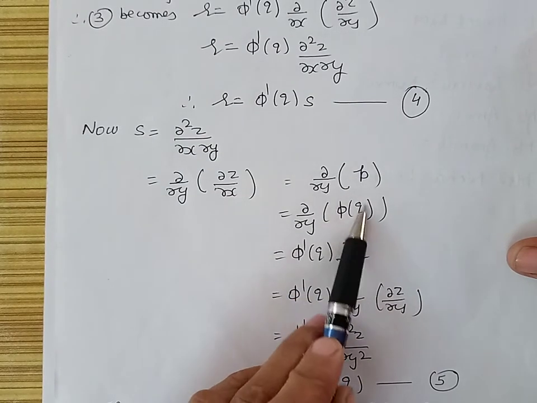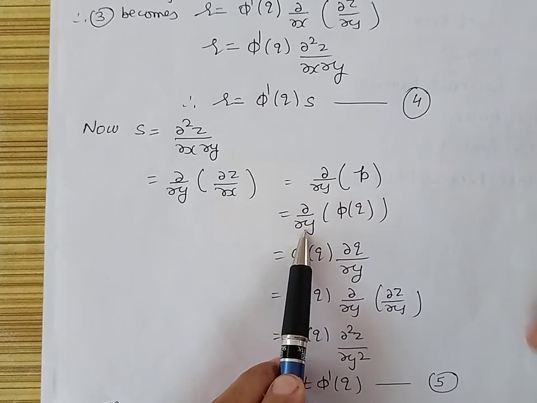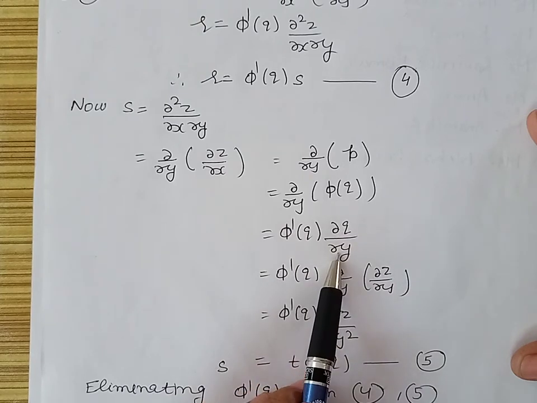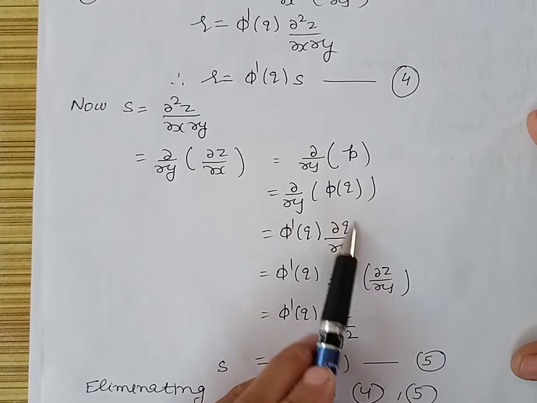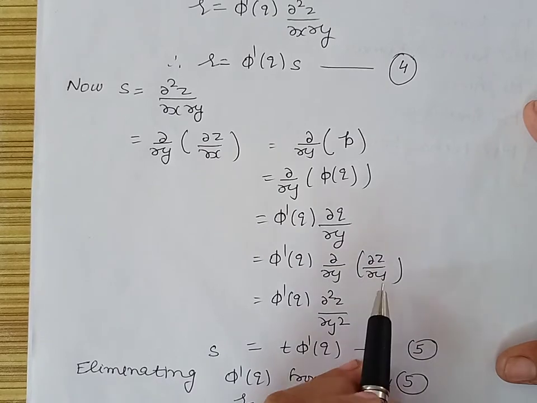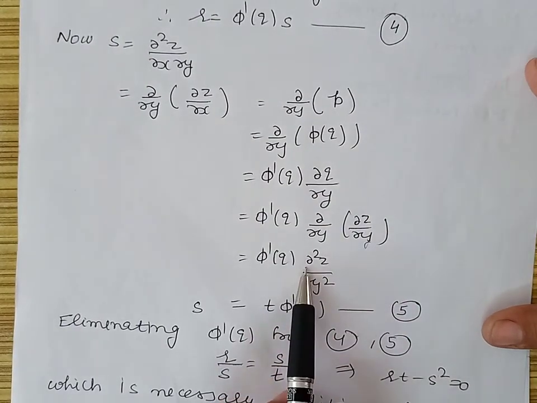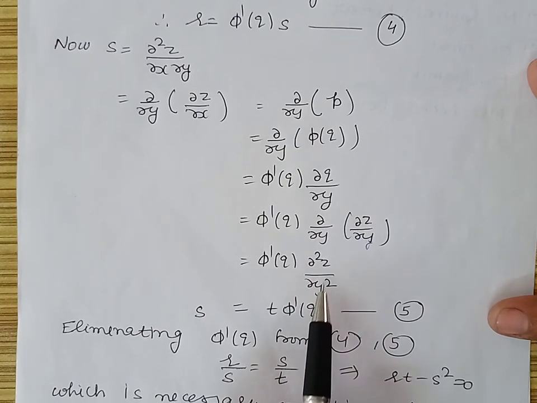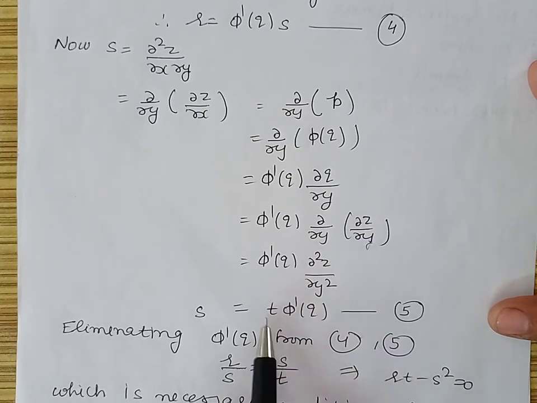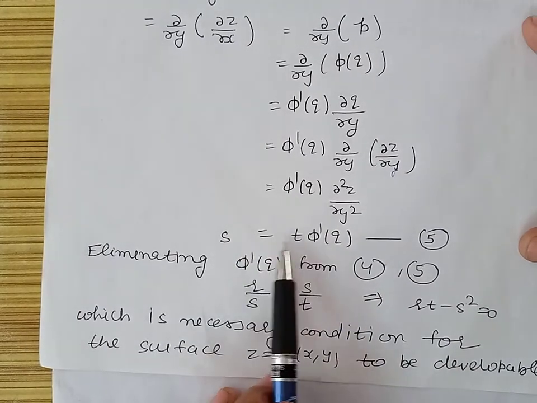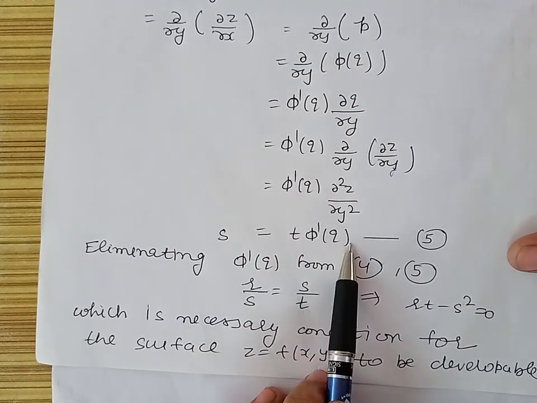Now differentiating this partially with respect to Y, that will become phi dash into the partial derivative of Q with respect to Y. Now the value of Q is ∂Z/∂Y, so this will become ∂²Z/∂Y². By our notations, this is T. So we get the value of S is equal to T into phi dash Q.